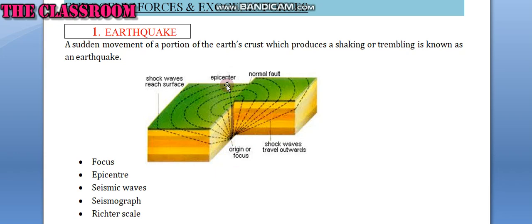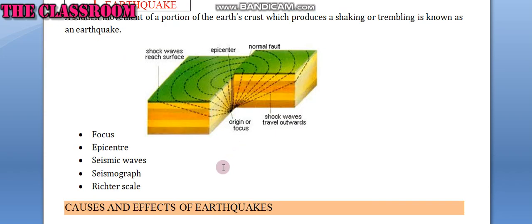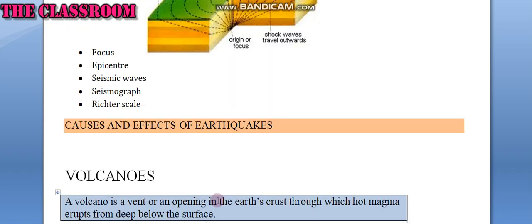From the focus, the earthquake vibrations travel in different directions, that we are calling as seismic waves. See, these we are calling as seismic waves. The earthquake waves are recorded by an instrument known as seismograph. The magnitude of an earthquake is measured by Richter scale. The number on the scale ranges from 0 to 9.